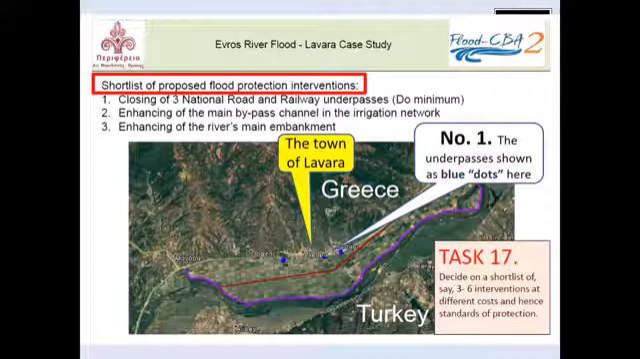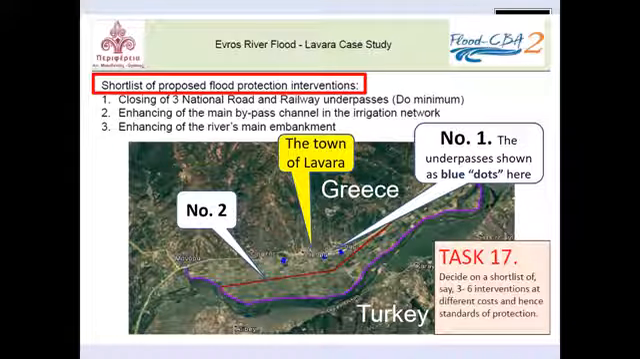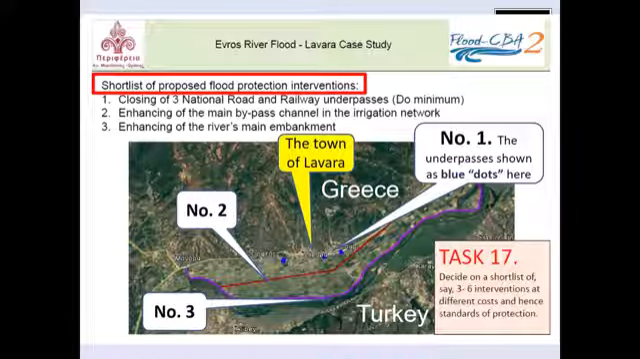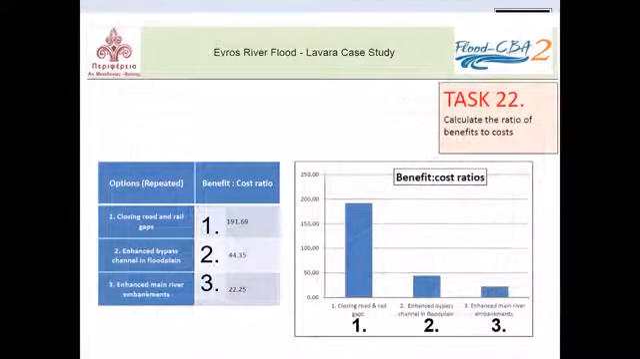The second intervention is right in the middle of the floodplain and involves some sort of bypass channel shown here in red. That was an intermediate solution because the third solution being proposed was a much more substantial levee or embankment right along the Greek side of that main river. So that's the short list that we're analysing in the Lavara case.